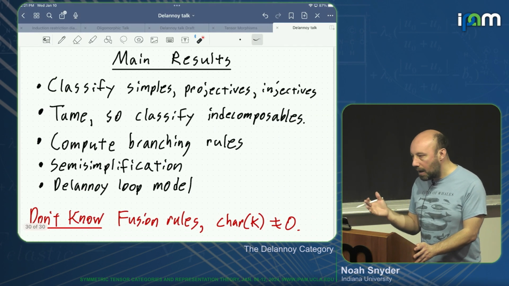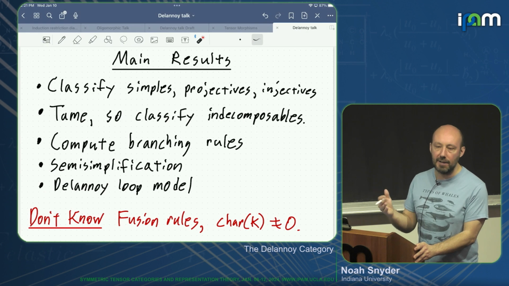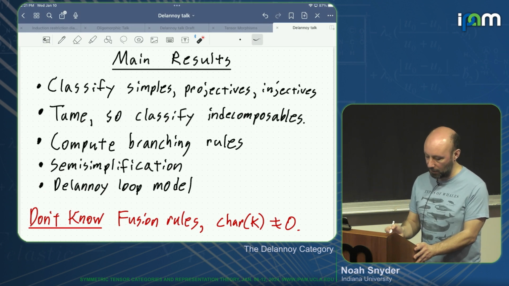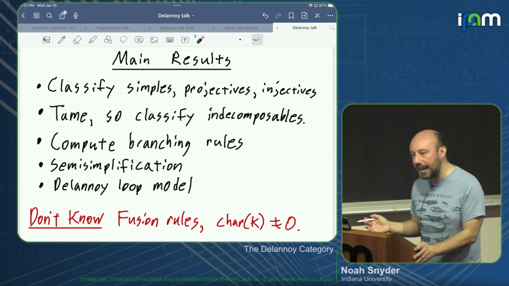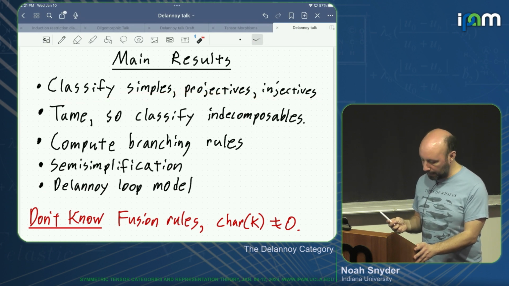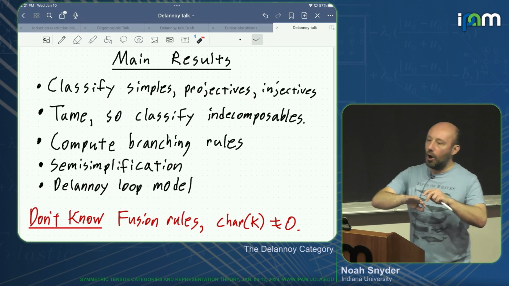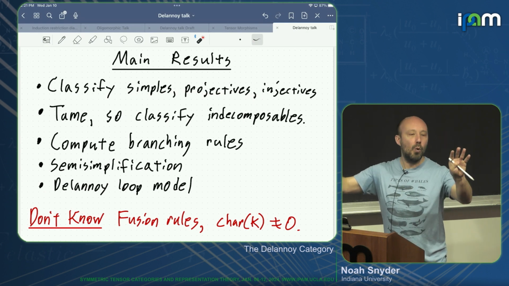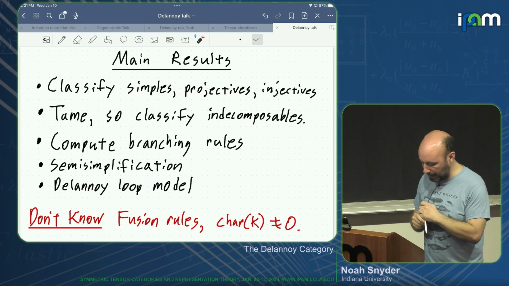And we say a lot of things about this category, but not as much as what we say about the line category because it's not semi-simple. So we classify the simples, projectives, and injectives. It's tame. So in fact, we classify the indecomposables. In fact, all but one block are semi-simple. There's one tame block. And that's what it looks like.